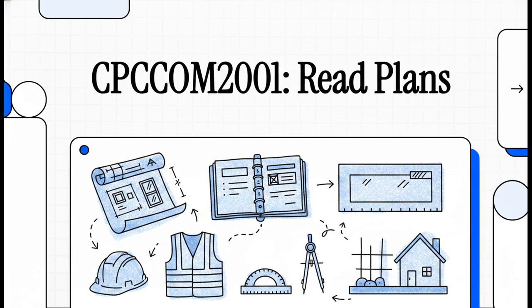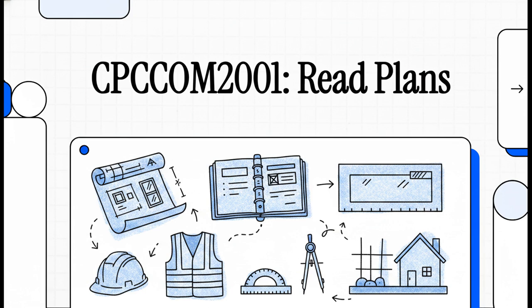This explainer is your ultimate guide to Topic 3 of Unit CPCCOM2001, Identifying Project Requirements. Whether you're about to step onto a job site for the very first time, or you're just looking to bulletproof your knowledge before your assessments, you are absolutely in the right place.